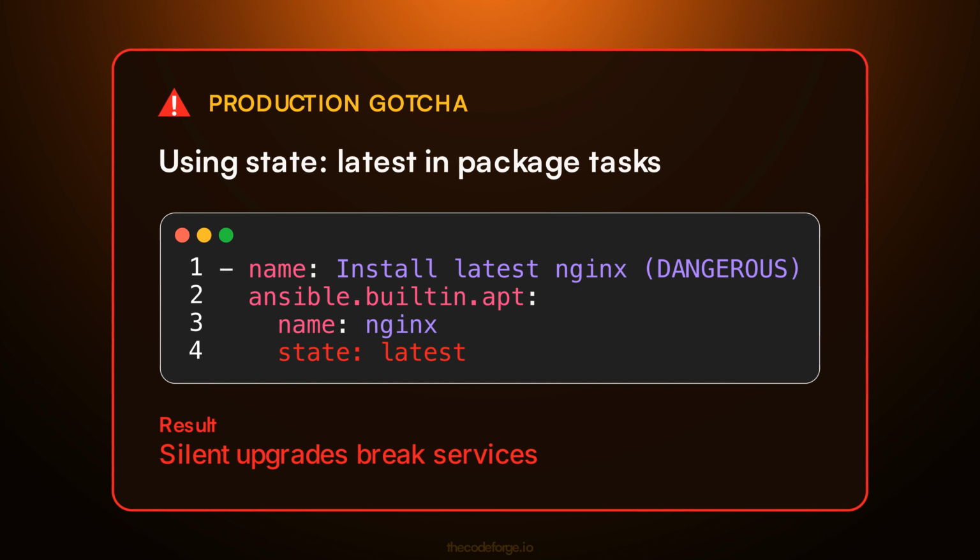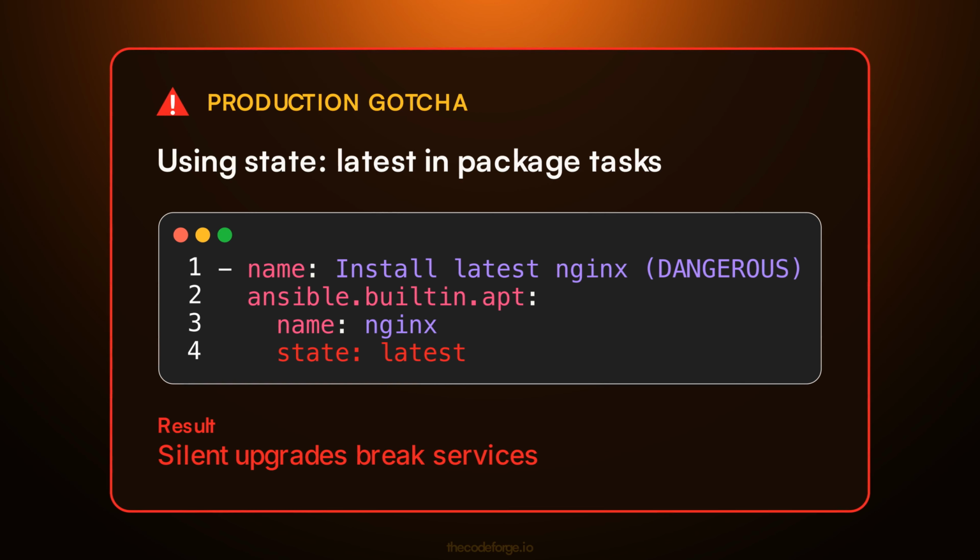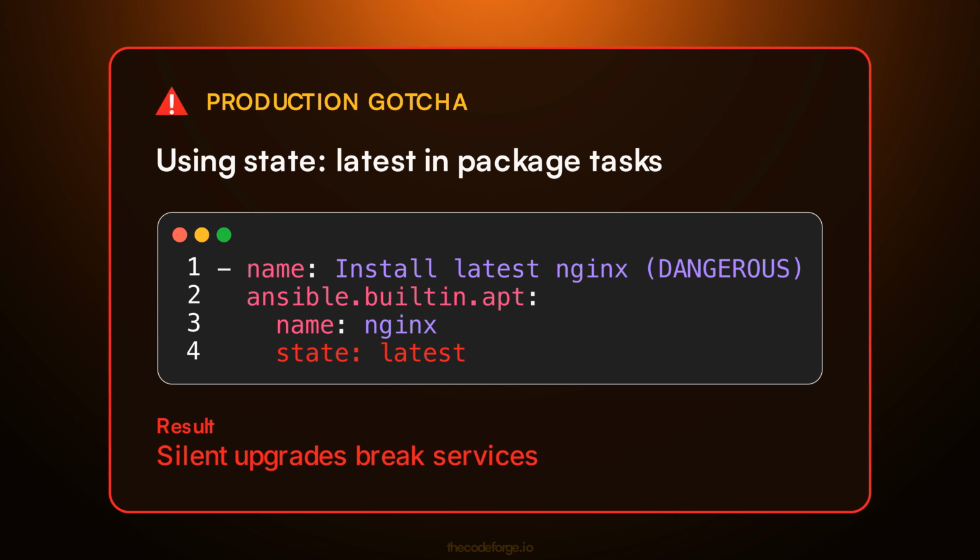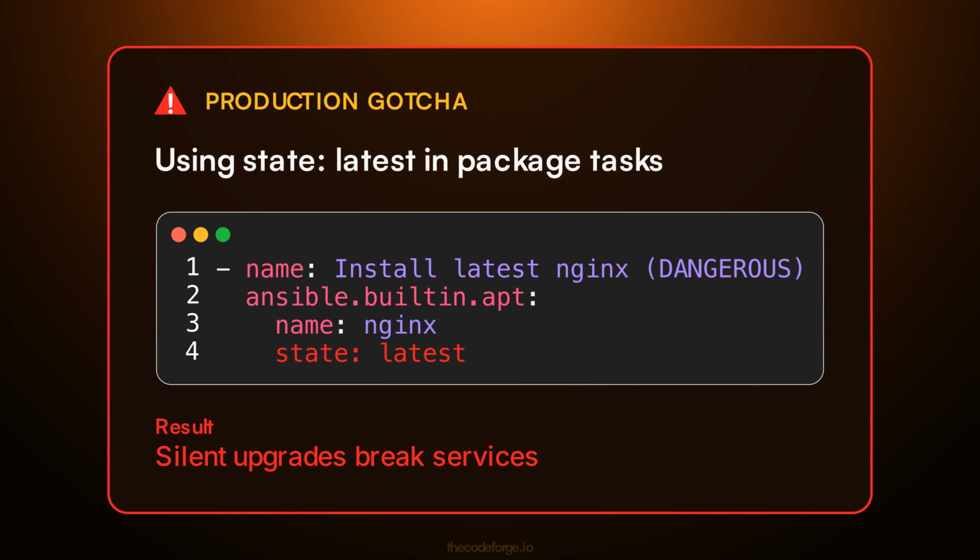Using state: latest in a production playbook means Ansible might upgrade nginx from 1.24 to 1.26 on a random Tuesday without anyone noticing until the service breaks. The playbook showed changed, but nobody checked what version got installed. Pin versions explicitly and manage upgrades via a separate, deliberately triggered playbook.